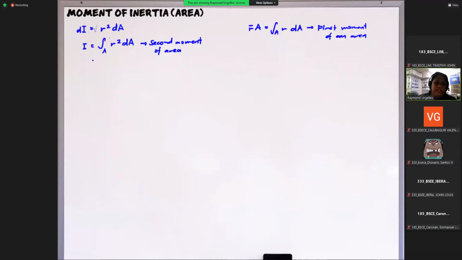So pag moment of inertia, ganito lang. Mind nyo lang yung r. Yung r natin is the distance kung saan natin sinosolve, yung distance ng area or ng differential area natin kung saan natin sinosolve yung moment of inertia. For example, pag sinabing with respect to x-axis, kailangan kunin natin yung distance niya mula sa x-axis. Pag with respect to y-axis, mula sa y-axis. Pag with respect sa origin, dapat mula sa origin.